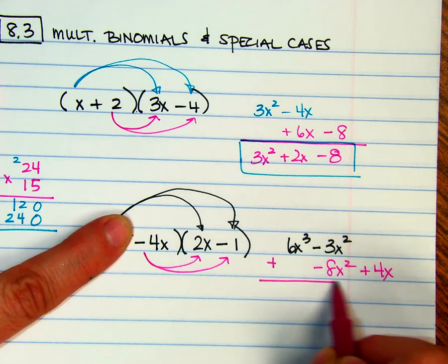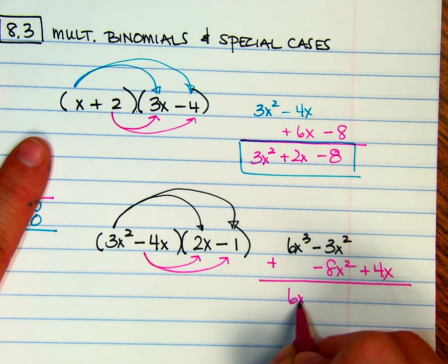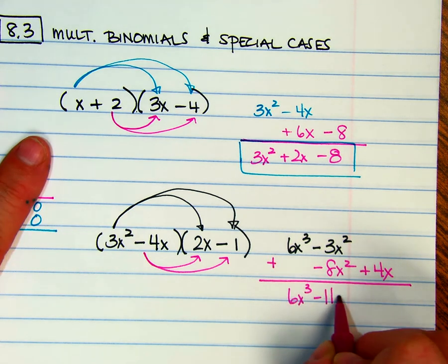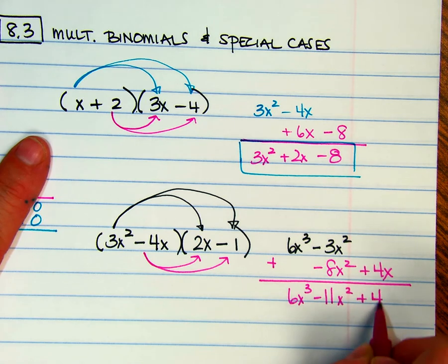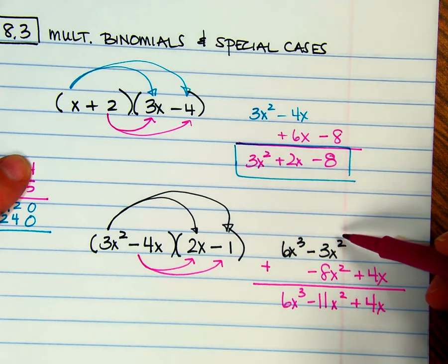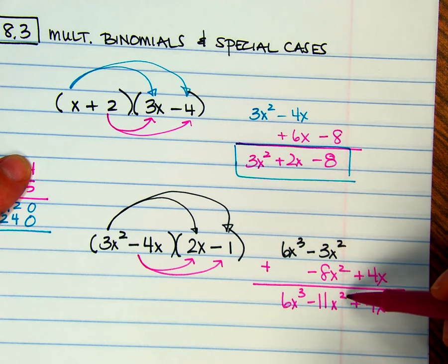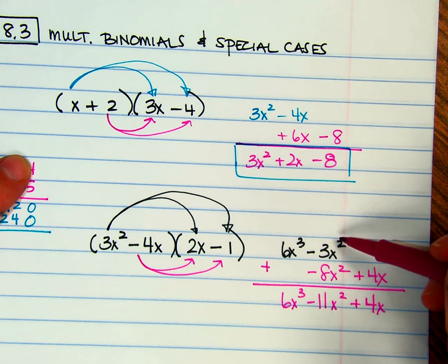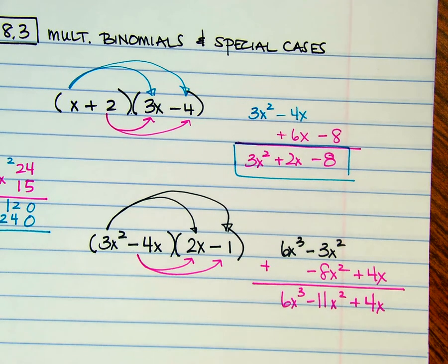And I'm going to add them up. 6x to the third minus 11x squared plus 4x. Remember, we are adding, so we have to have like terms, so we do not add the exponents and get a 4 here. We have like terms, so therefore we just have to keep it.